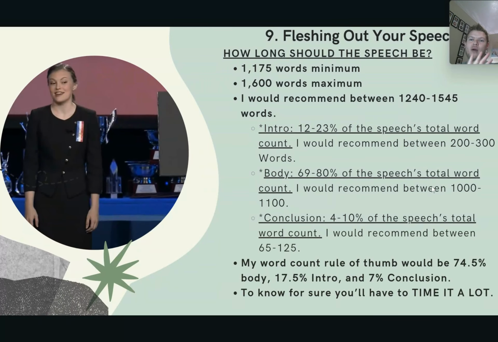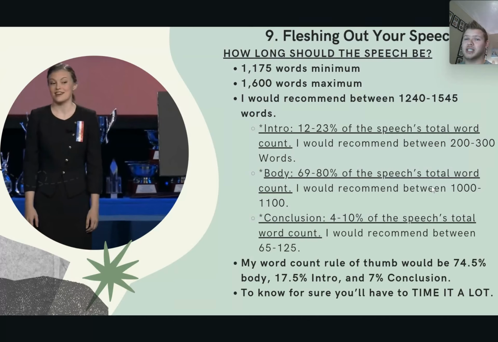So now that we know how to outline, we've built the skeleton, we have to actually flesh out the speech. But how long should our speech be? Well, the absolute minimum that I would go for, based on my observation of the speeches in finals and using some voice-to-text transcription services for them, the minimum amount of words would be 1,175, and I would not recommend going that low. The maximum would be 1,600 words, and I would not recommend going that high. My recommendation would be between 1,240 words and 1,545 words.